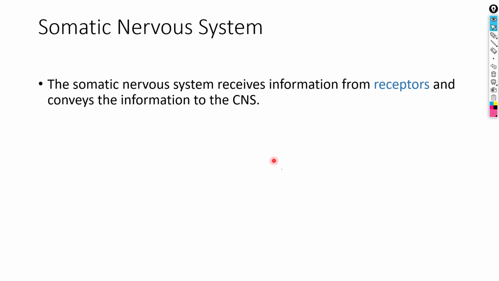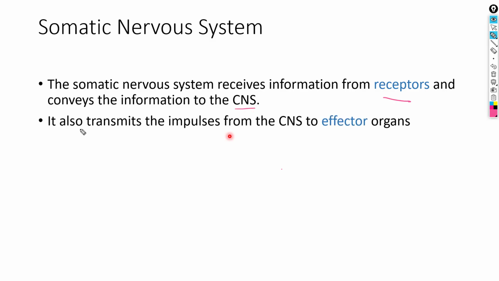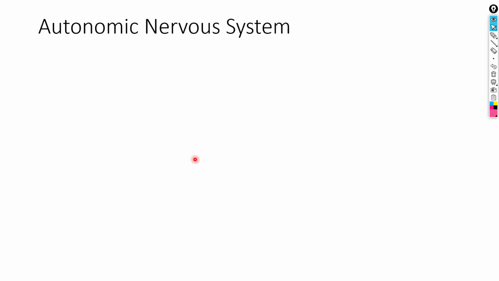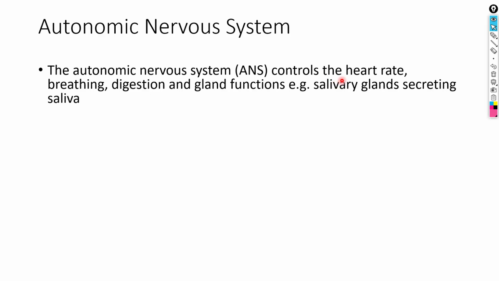Here is the somatic nervous system. This receives information from receptors and conveys the information to the CNS. It also transmits impulses from the CNS to effector organs. And the second subdivision, which falls under the motor pathway, is the autonomic nervous system. This controls the involuntary actions like heart rate, breathing, digestion and glandular functions. For example, the saliva secreted by the salivary glands.